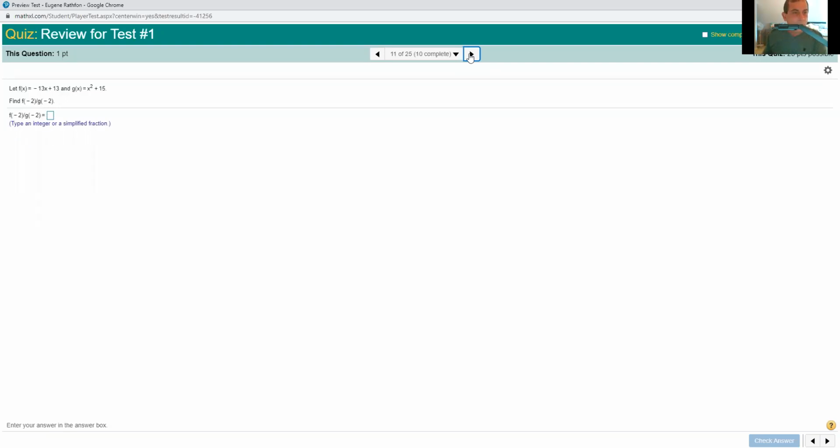All right, so now we're doing f of x equals negative 13x plus 13. G of x is going to equal x squared plus 15. I'm going to find f of negative 2 divided by g of negative 2. So let's go back and work this.